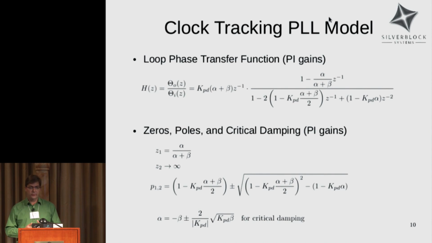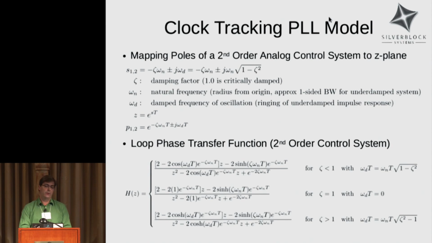Tuning or adjusting these loops in terms of the alpha and beta gains can be a little non-intuitive. So following Tom Rondeau's lead with what he did with his symbol synchronizer block and some of the PLL blocks, we'll put this in terms of a second order control system. So we have the poles of an analog second order control system in the S plane, and we want to map those to the Z plane. So we start out with these poles, S1 and S2, in terms of a damping factor, a natural frequency, which is approximately the one-sided bandwidth of the underdamped control system, and omega D, which is the damped frequency of oscillation, which is the ringing you see in the impulse response. We use this transformation, z equals e to the sT, to take things to the Z plane, and we end up with these poles P1 and P2.